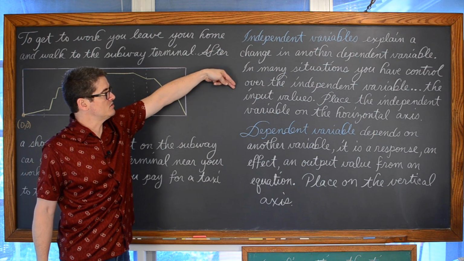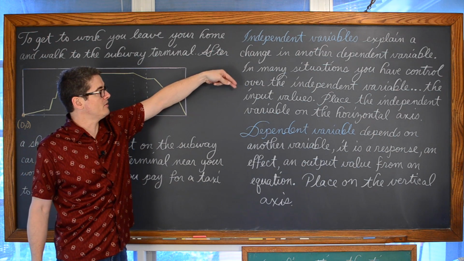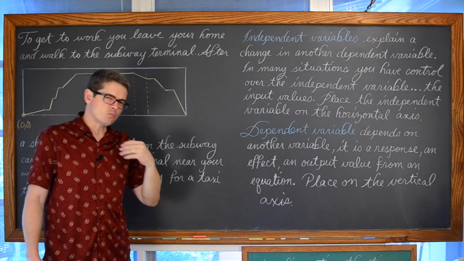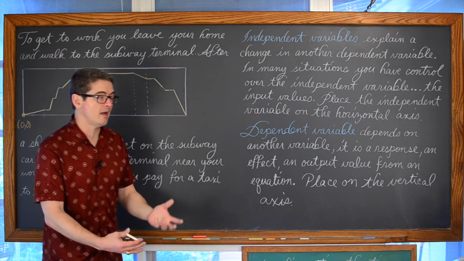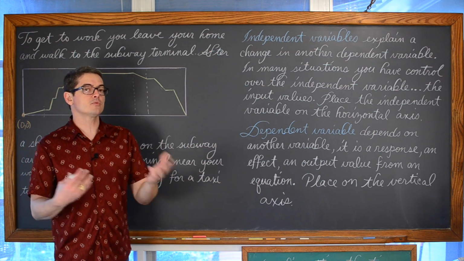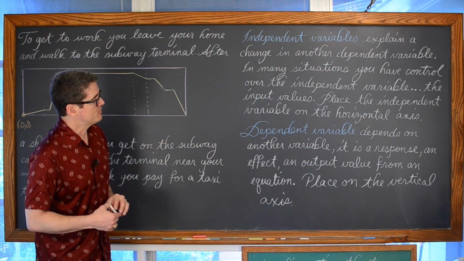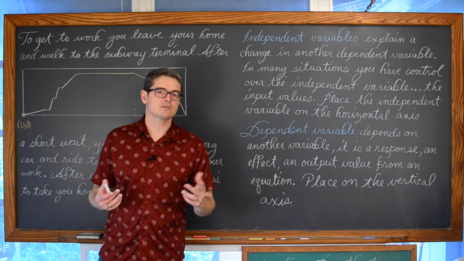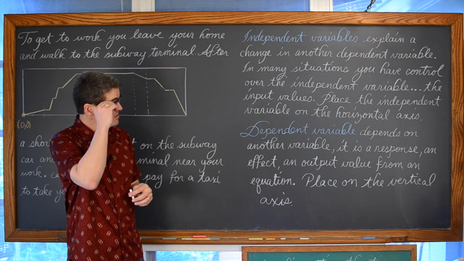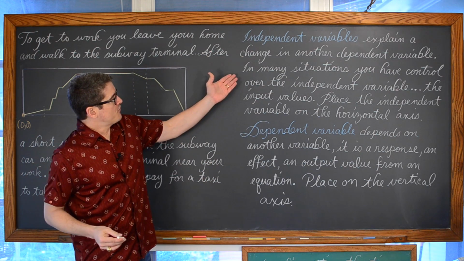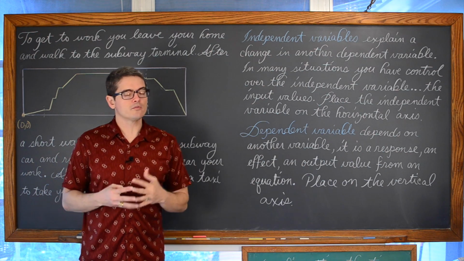In many situations, you have control over the independent variable, and it is the input values. What would you be putting into an equation, say, and the numbers that you get out will be the dependent variable, or values. You want to place the independent variable on the horizontal axis, often just simply called the x-axis. This idea of, in many situations, you have control over the independent variable.